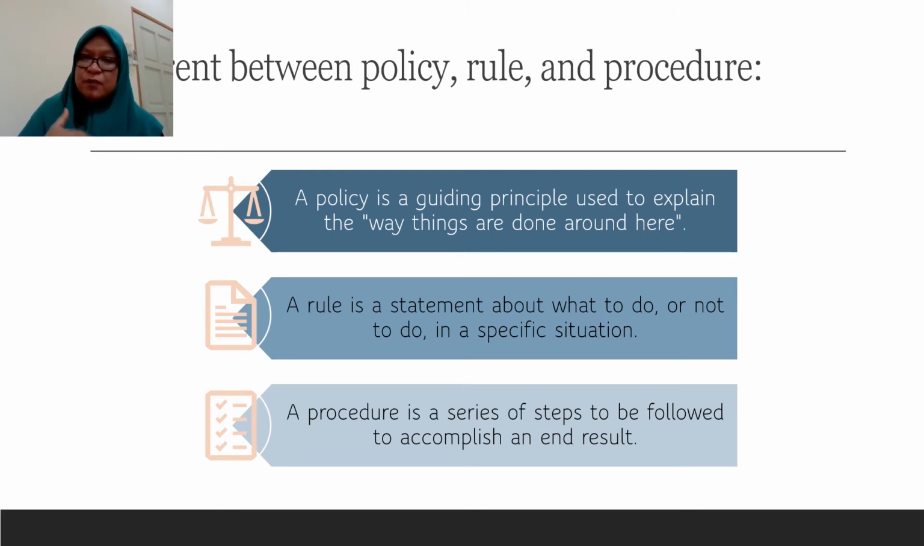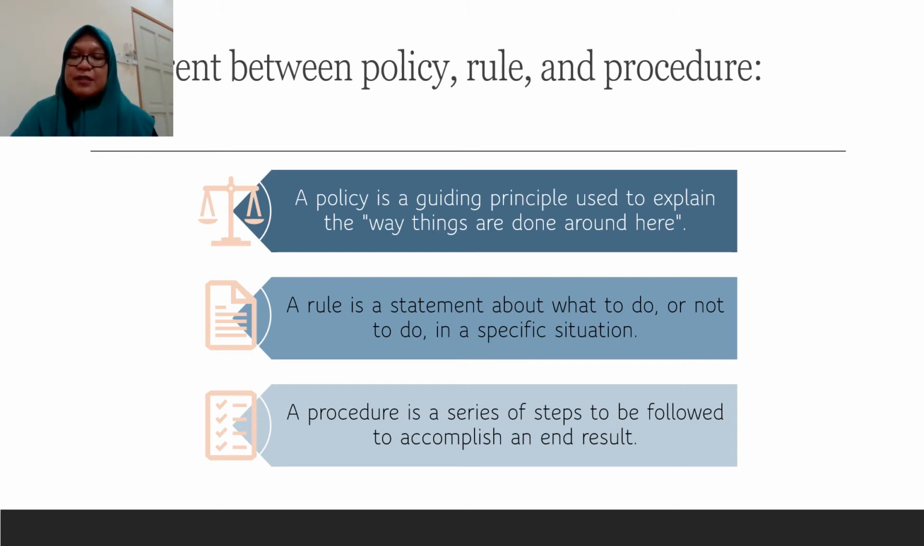According to the policy, the organization will only open to the Bumiputra only. So that's the policy, for example. A rule is a statement about what to do or not to do in a specific situation. So what you have to do, what you cannot do, that's the rules. The rules of your ITM, let's say, that you have to come to class.